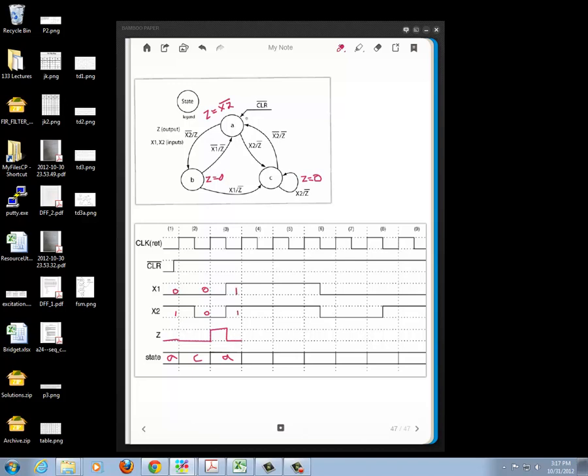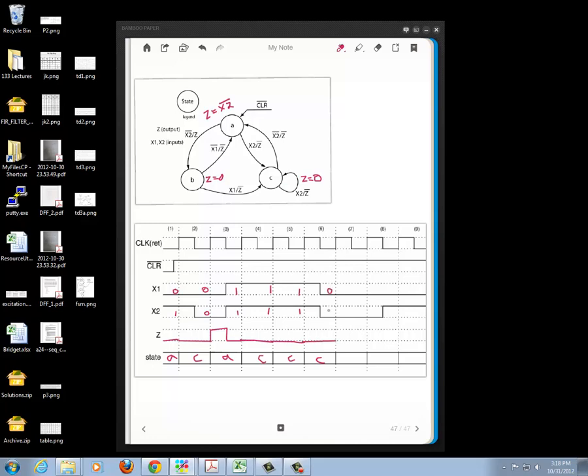Okay, we're in state A and we have the 1, 1. So in state A, X2 again is a 1, so we go to state C again. In state C, Z is 0. Now we have the 1, 1 case for state C. If X2 is a 1, we're going to stay in state C. So in state C, Z is a 0. We have the 1, 1 case again, so we're going to stay in state C again. And in state C, Z is a 0.